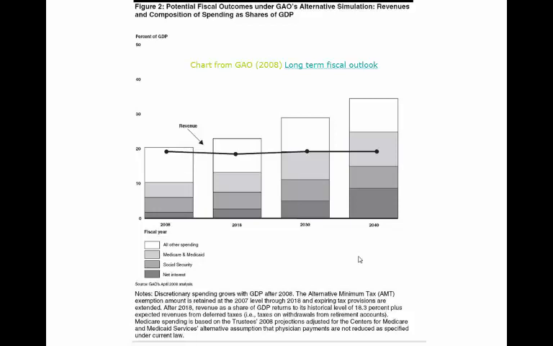This is a nonpartisan part of the government that keeps track of how government money is spent and whether it was spent effectively. In 2008, the GAO produced a report called The Long-Term Fiscal Outlook. And the bottom line for the long-term fiscal outlook is that the federal government is going to be broke if healthcare costs are not controlled.